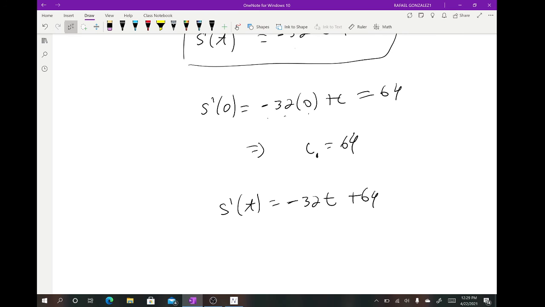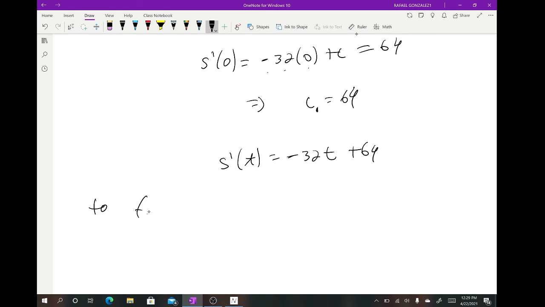Now to find the position, we again find an integral.